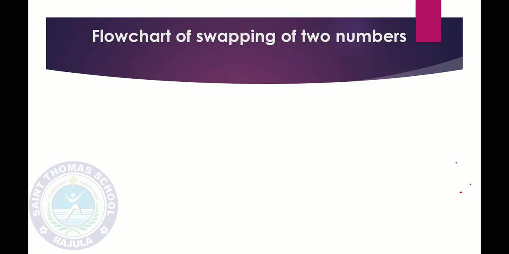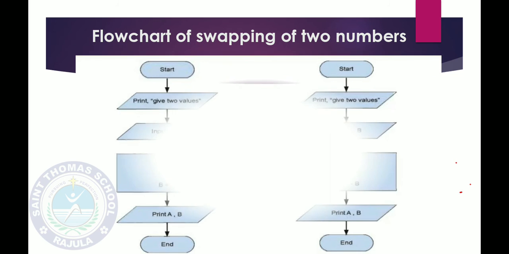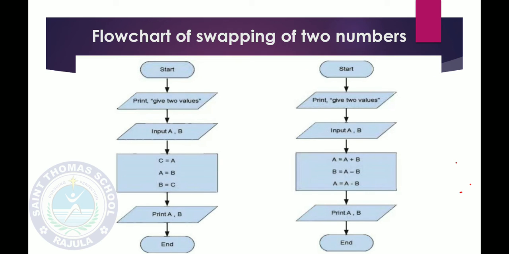Now we want to make a program where number 1 will hold the value of number 2 and number 2 will hold the value of number 1. There are two ways it is possible: by adding one extra variable, and with the help of another method. We will discuss both flowcharts here.